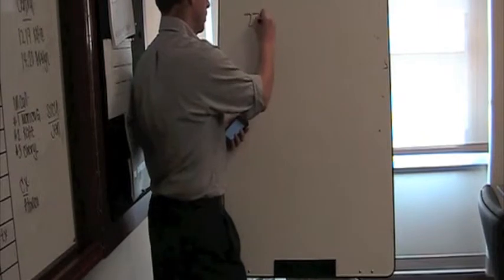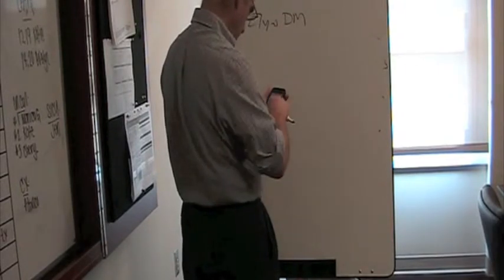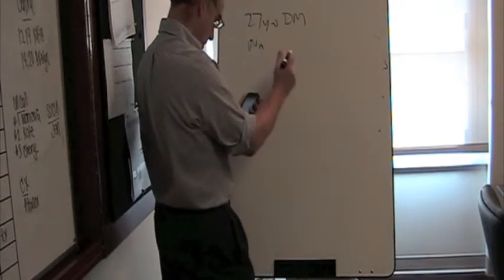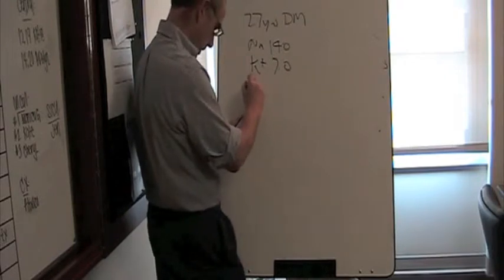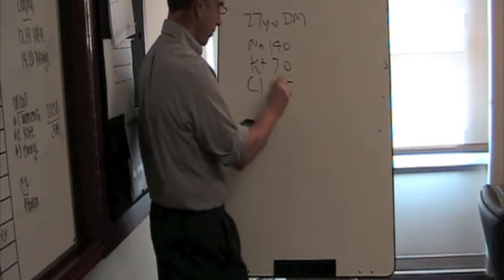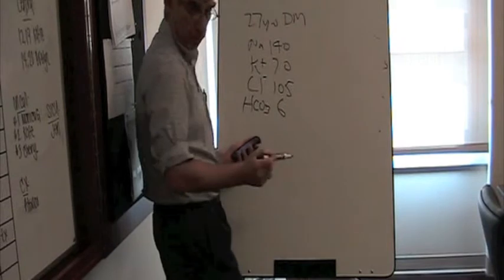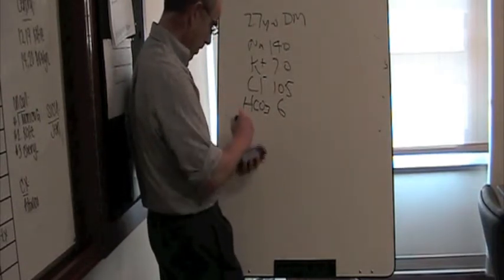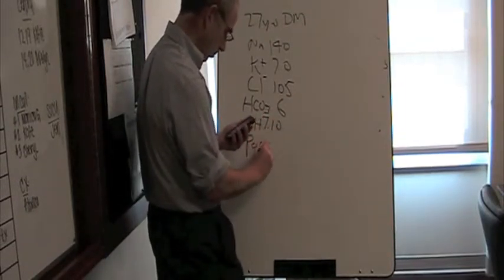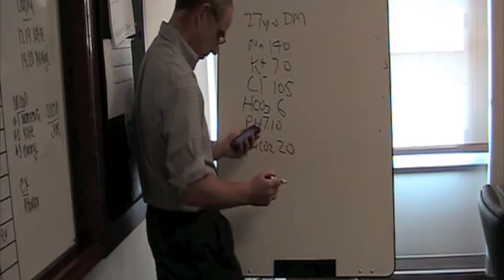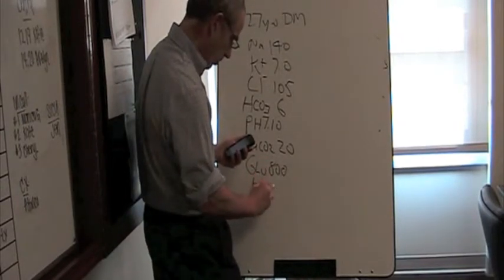So you have a 27-year-old with diabetes who comes in and they have a sodium of 140, a potassium of 7, chloride of 105, bicarbonate of 6, pH 7.10, PaCO2 20, glucose 800, ketones in the urine 4+.